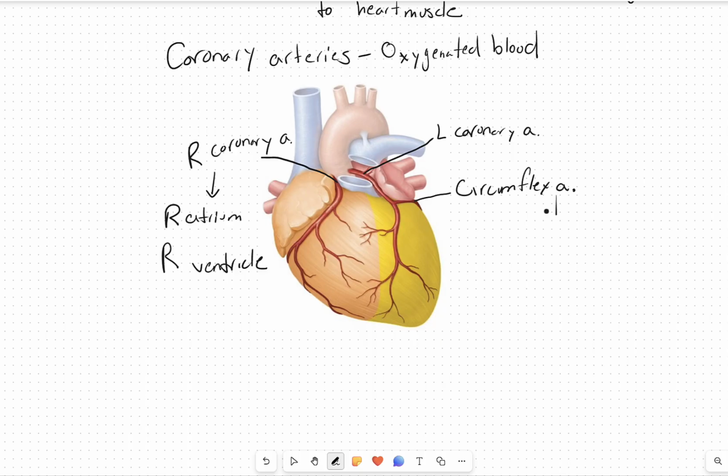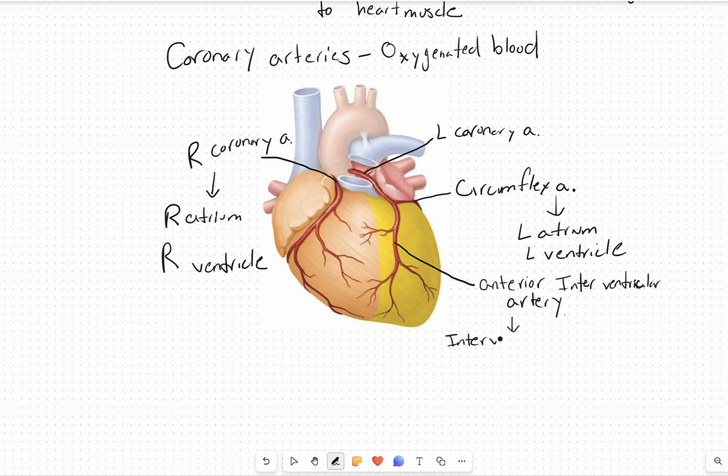The left coronary artery actually splits, and the circumflex artery wraps around the posterior side of the heart and brings blood to the left atrium and the left ventricle. And then the other branch is the anterior interventricular artery, which is going to bring oxygenated blood to the interventricular septum and the left ventricle.